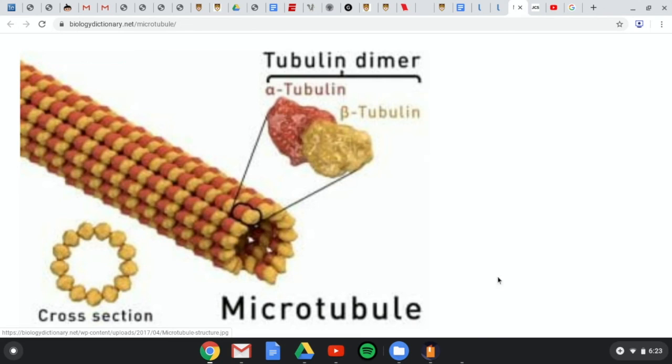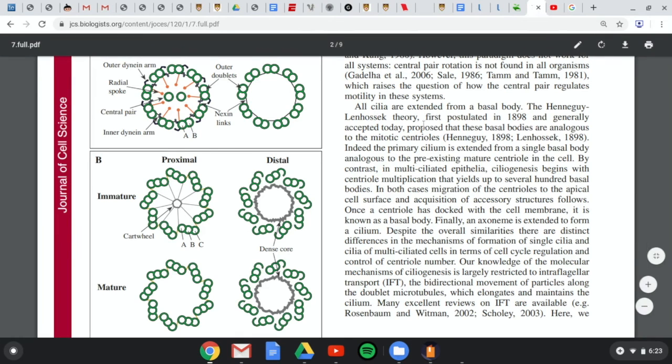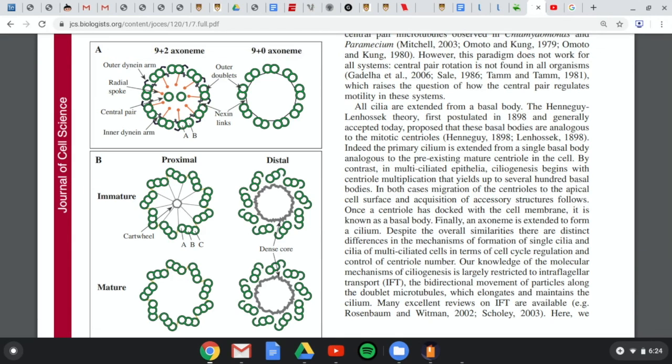The monomers come together in different ways to form different polymers. For example, if 9 triplets of microtubules form, a centriole forms, which is star-shaped as shown here. If 9 doublets of microtubules form, cilia and flagella, which are wheel-shaped, can form.